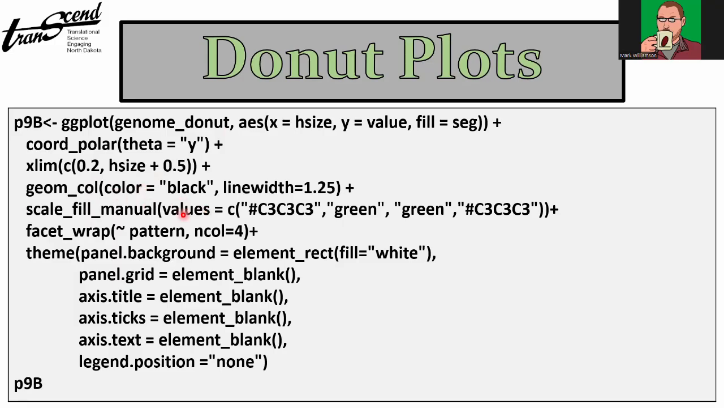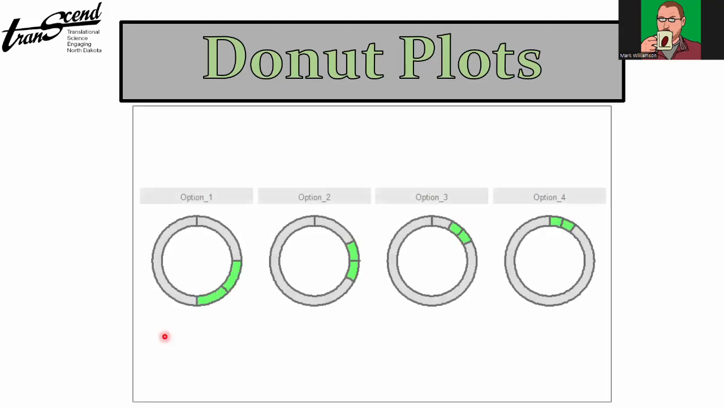And then what we want to do here is scale fill manual to have colors ourselves. Essentially, this C3 repeating, that's a gray, and then I have some green. And because I have different patterns, I'm actually going to facet wrap with number of columns 4, so they'll all be in a row together. I can do a bunch of theme stuff, mostly just to blank things out to keep it nice and clean. This is all sort of optional, but when we get to the end of the day here, this is what we get. And I really like this.